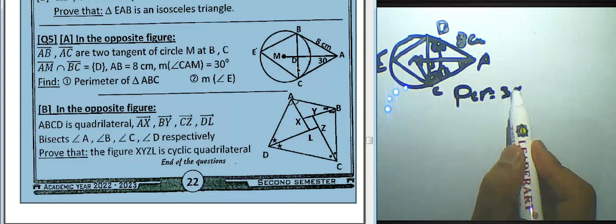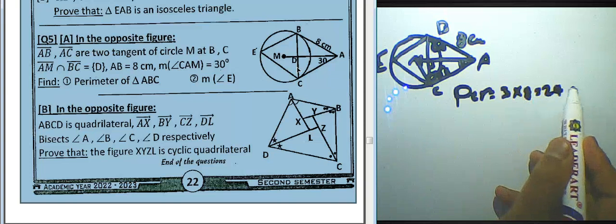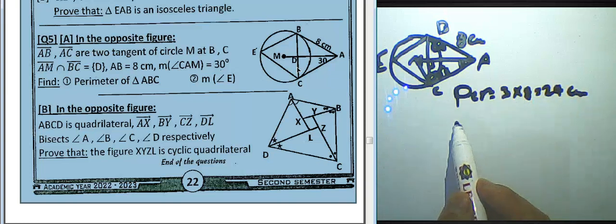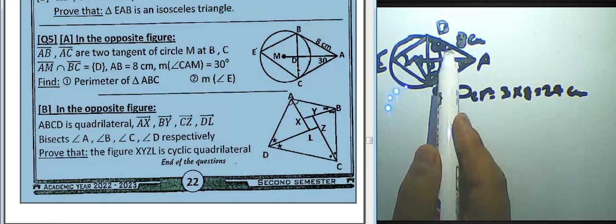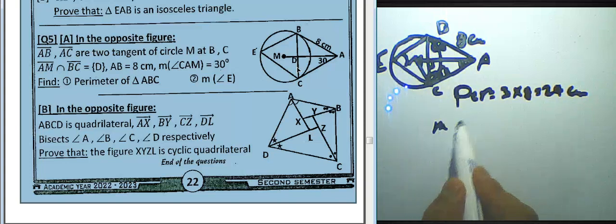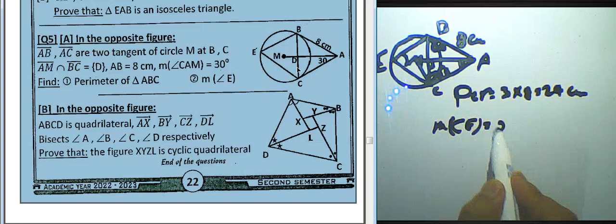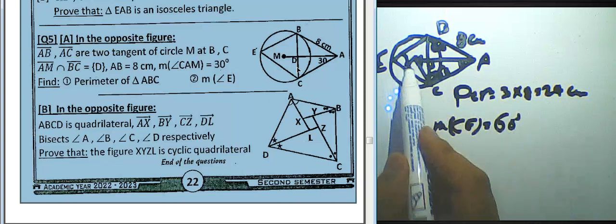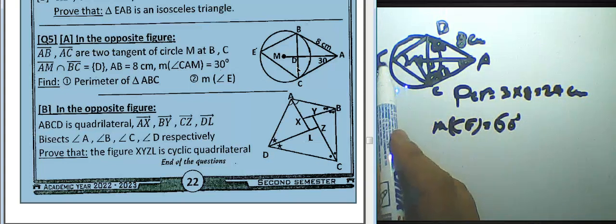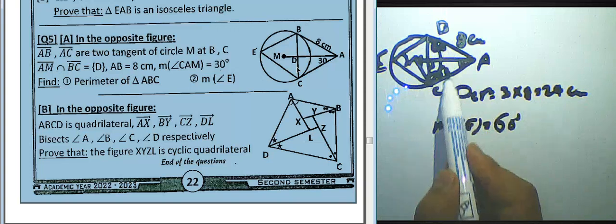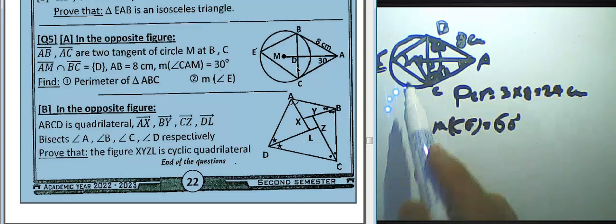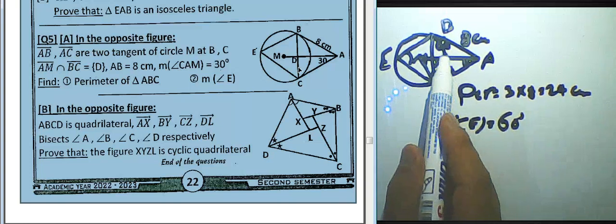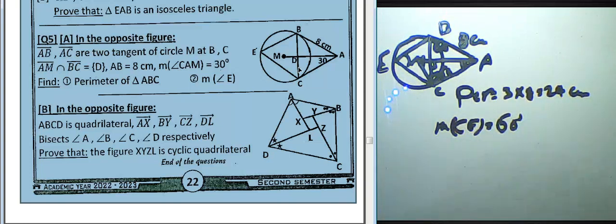This perimeter will be 3 times 8 equals 24 centimeters. And we can find the measure of angle E equals 60 degrees, equal to the measure of angle B, because angle E is inscribed at the arc BC and the measure of angle APC equals 60 degrees. Tangent angle here, it will be equal to the measure.